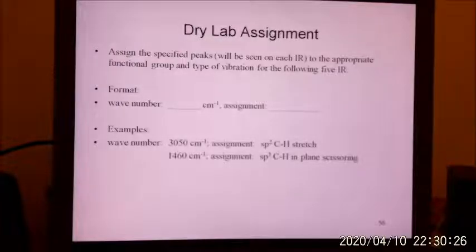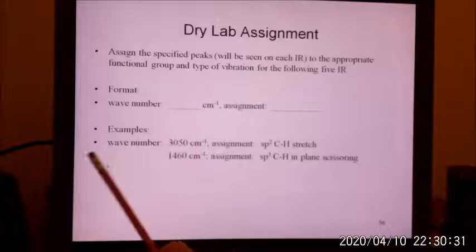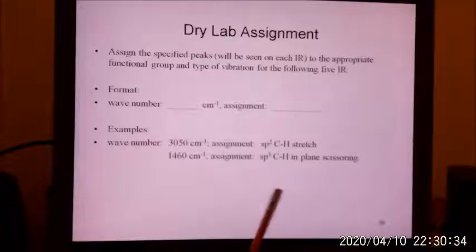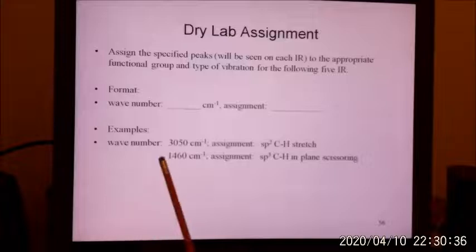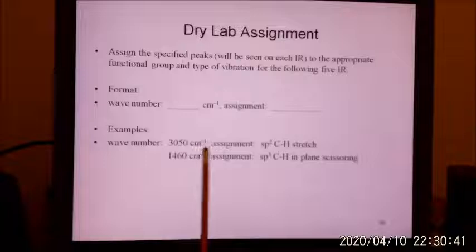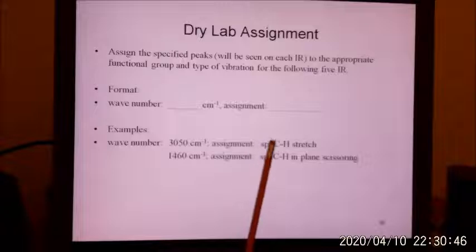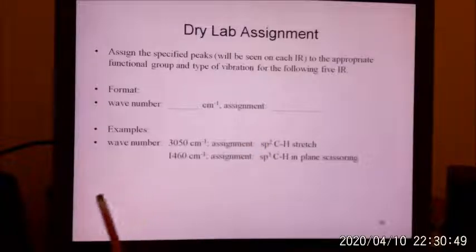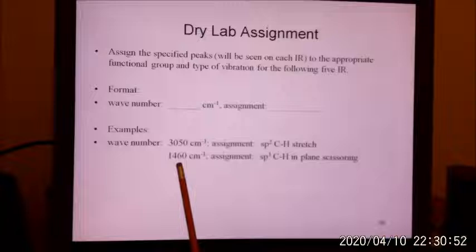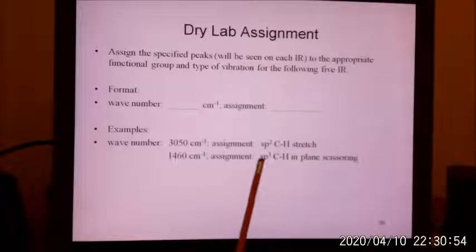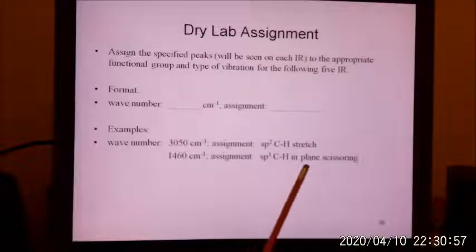Okay, so what you're going to do for your IR assignment is you're going to write down your wave number. For the peaks, I put arrows on the ones I want you to assign, and you're going to give me an assignment. So, for example, if I put an arrow at a peak and it was 3050 wave numbers, your assignment, you'll just say sp2 carbon-hydrogen stretch. This means that you're most likely thinking that you've got an alkene carbon. If you see something like 1460, 1465, that's your sp3 CH scissoring. So you'll see me put a bunch of arrows on the ones that I want you to assign.